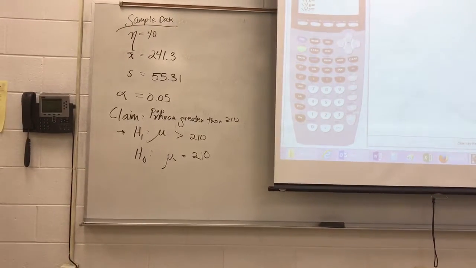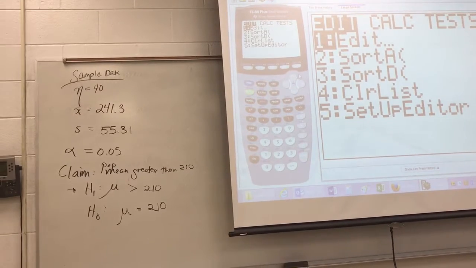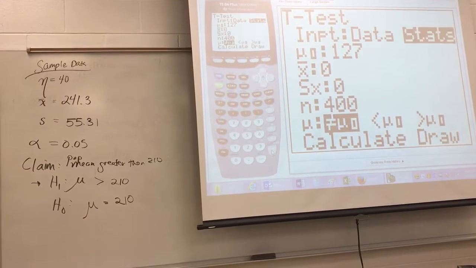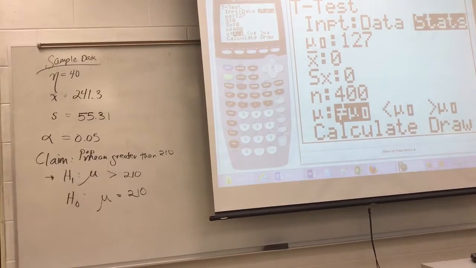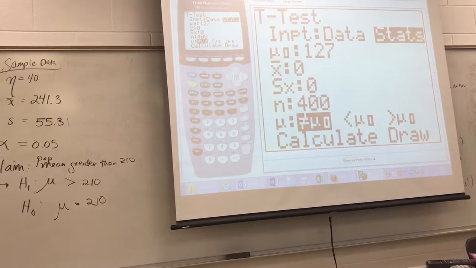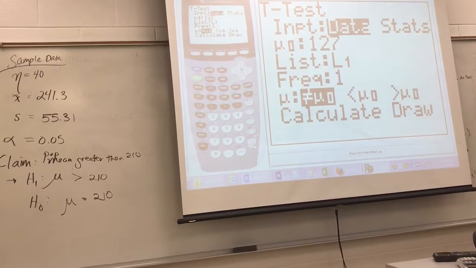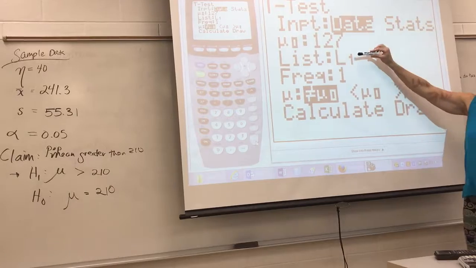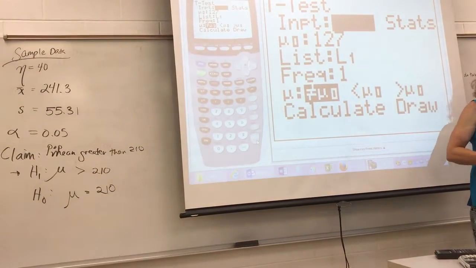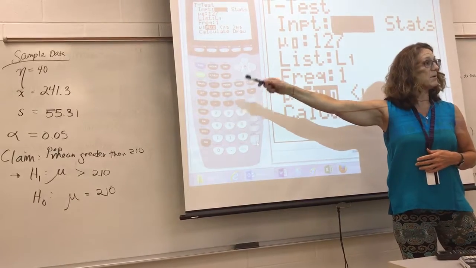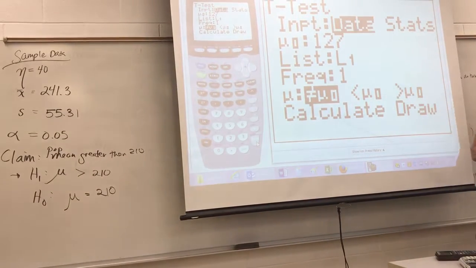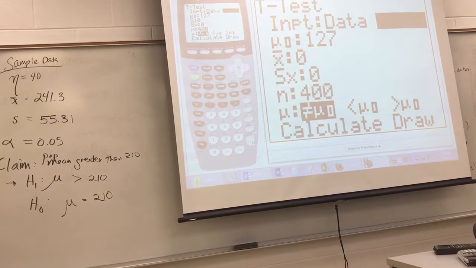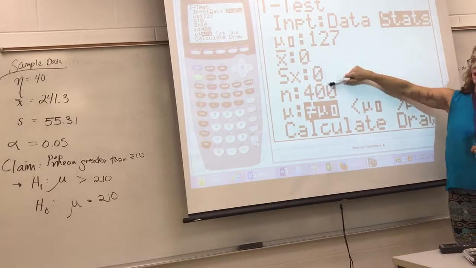All right, go to the screen. Stat. Test. T-test is number 2. Alright, make sure stats is highlighted. This is probably new. When you first open this up, you probably had a display where it's got data highlighted. And this gives you the option, if you want, to actually put data into a list and then have your calculator calculate the summary statistics. But we are given the summary statistics. We are given x bar, s, and n. So we go over to stats, hit enter to highlight it, so that it will ask for what you have.